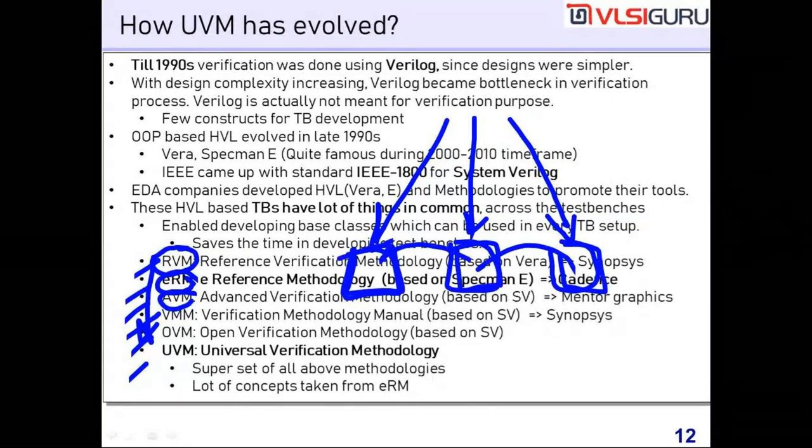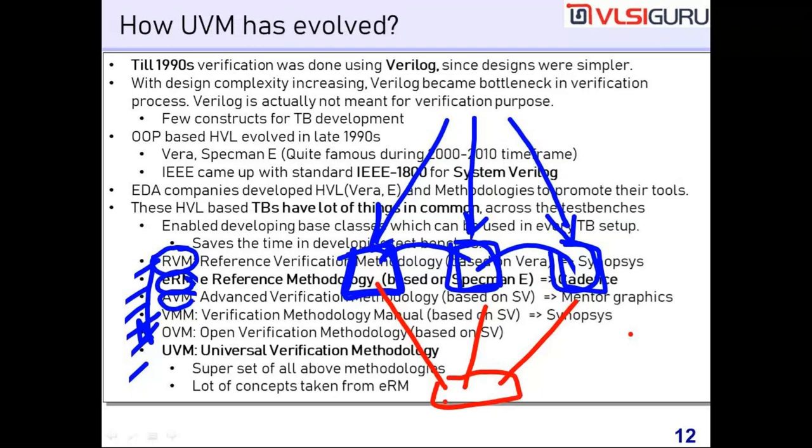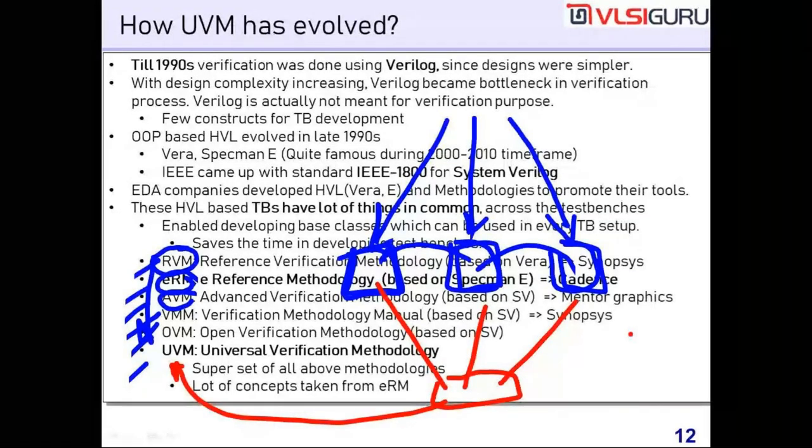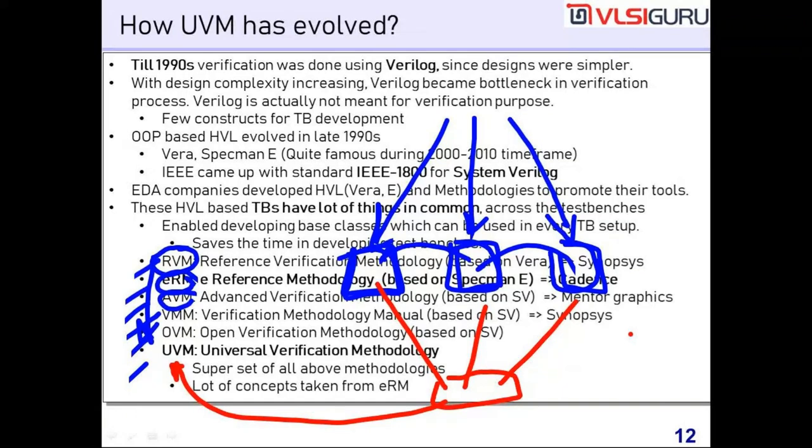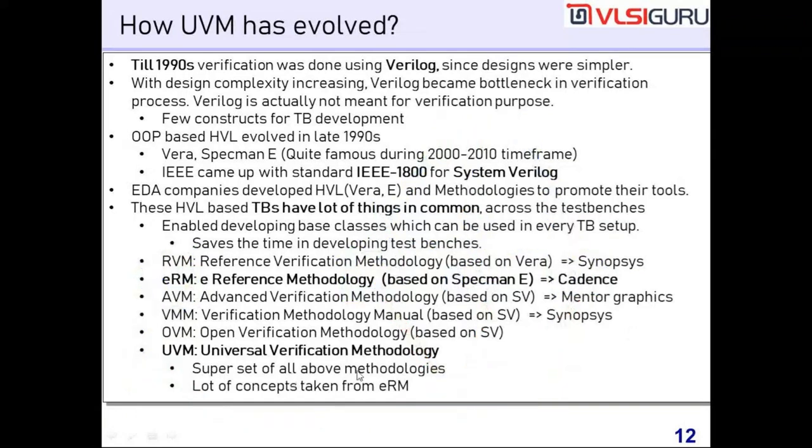Then three of them came together and they said, why don't we merge everything into one methodology and release it? That combined methodology is called UVM, which is Universal Verification Methodology. What is Universal Verification Methodology? It is a superset of all the above methodologies. It has a lot of concepts taken from ERM. See, ERM is a very powerful methodology. Among all these, ERM was very powerful, and UVM is completely taken from ERM.